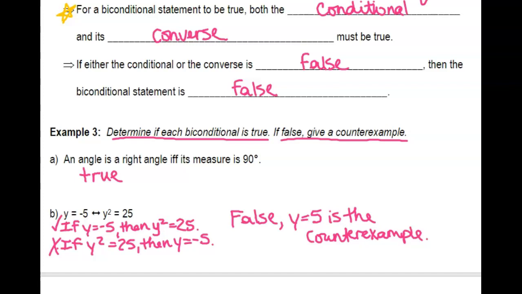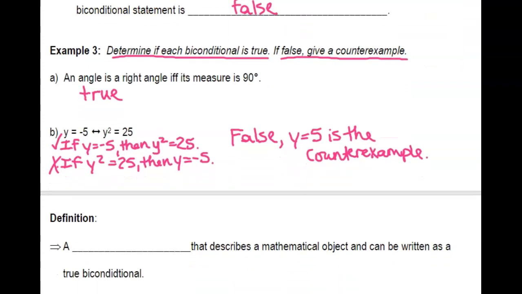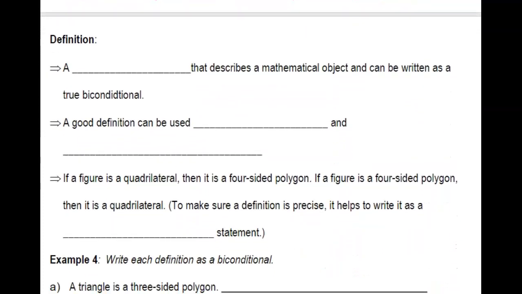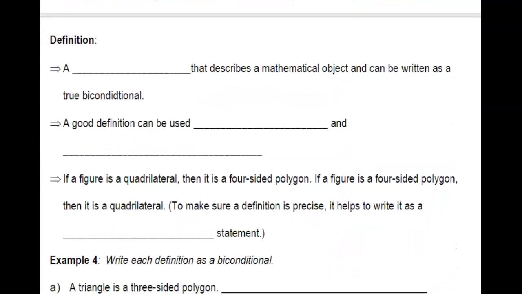So at this point, we've practiced more with the conditional and the converse. We know about the biconditional. We know what it is. We know the words to look for in a sentence, if and only if. We know to abbreviate it, it's IFF, and symbolically, it's an arrow pointing in both directions. We know that a biconditional is only true if its conditional and converse are true. And if it's false, then we've got to provide a counterexample to prove that it's false. So we've learned quite a bit in this lesson already.